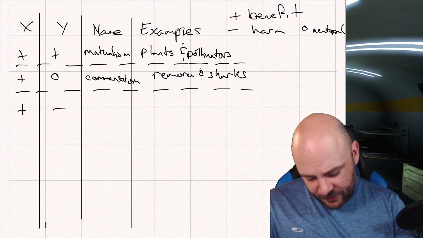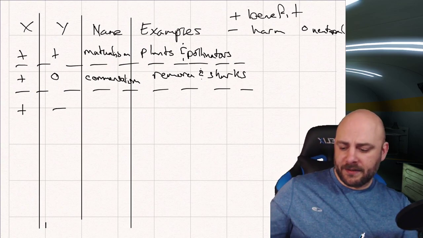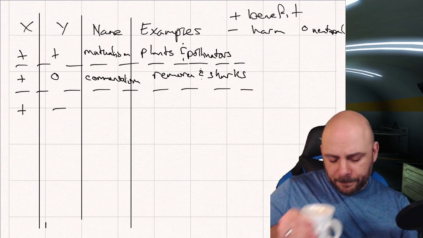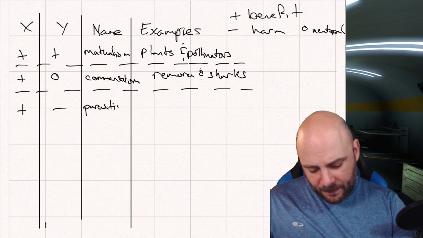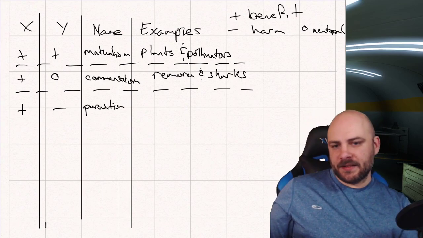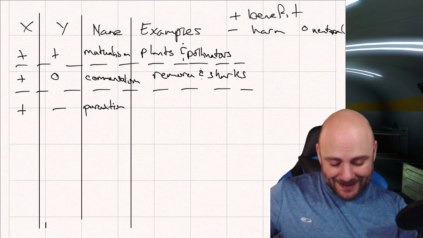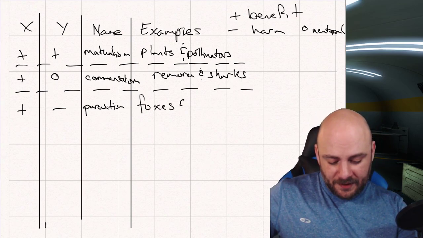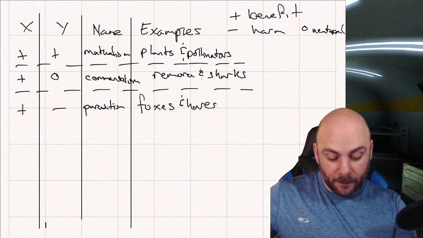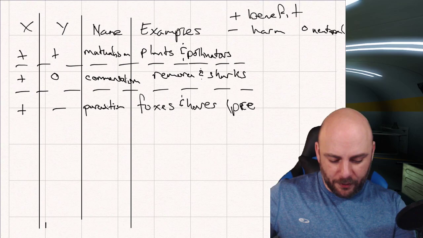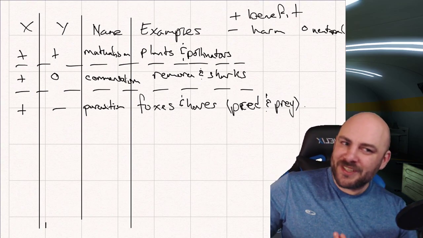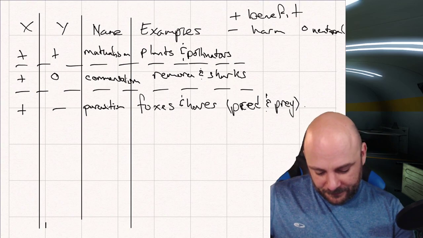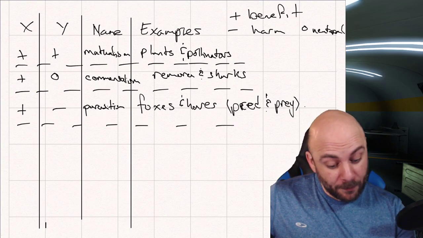X benefits and Y is harmed by it. This is called parasitism. But it need not be parasites. All right. We've already done an example of this with like foxes and hares, or predator and prey. Right, where the predator loves the fact that his prey is around. The prey usually doesn't appreciate the presence of a predator. I could be wrong, but I don't think I am.